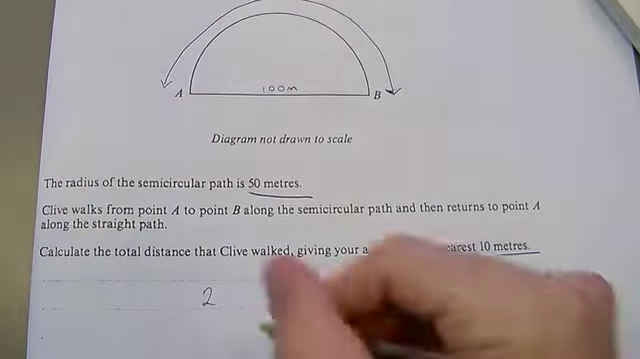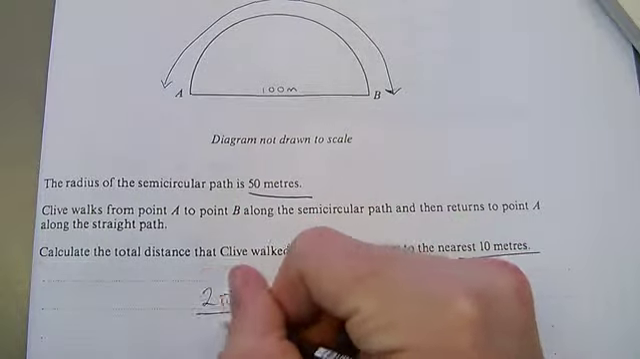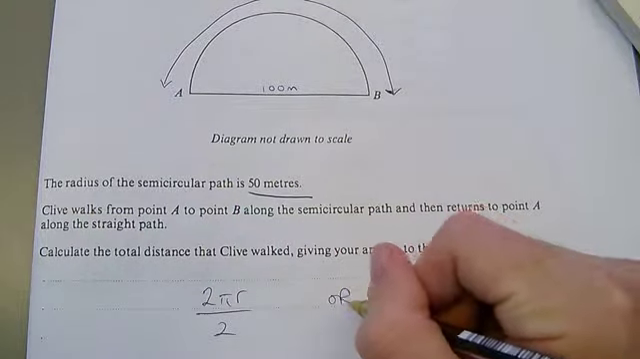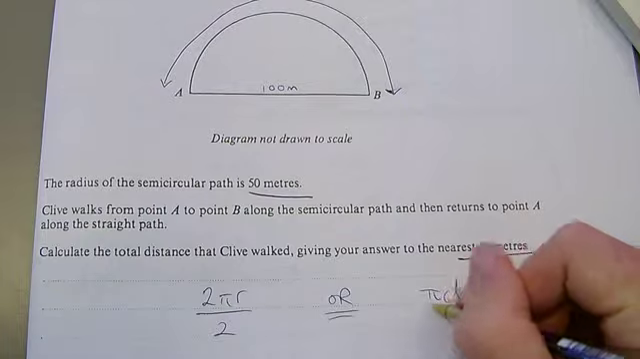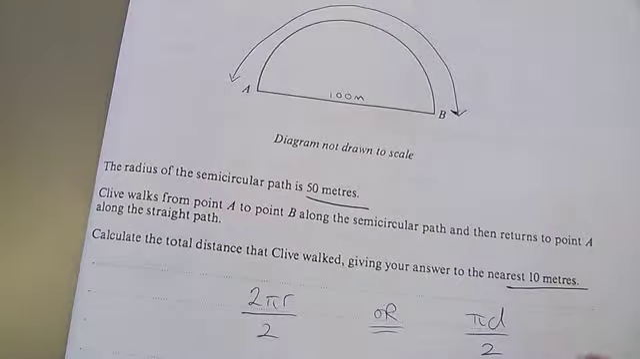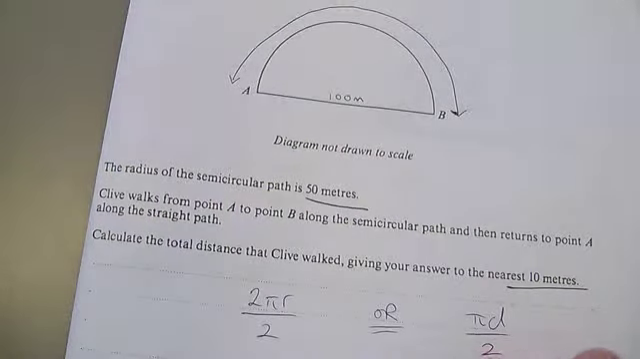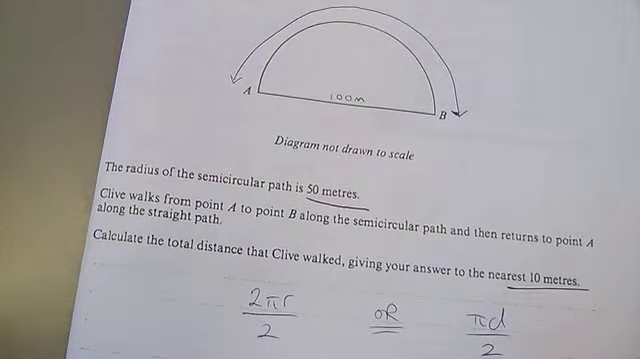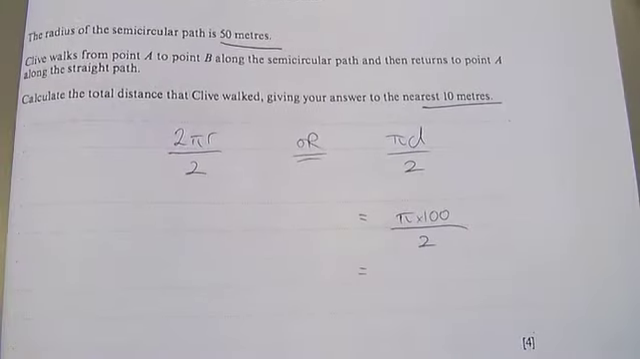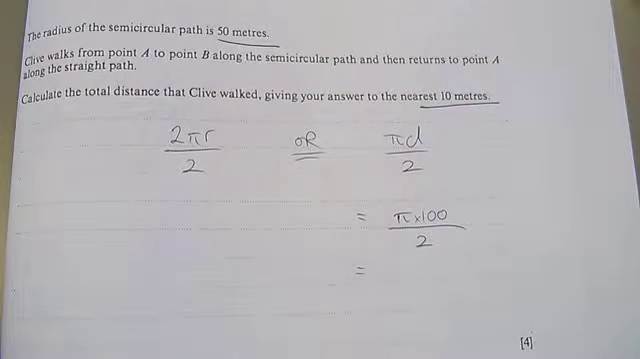Because 2 pi is circumference, then you got half the circumference. Good. Or you could have done pi d over 2. Either one will give you the same answer, okay? I'm going to do the latter just because I've already worked out the diameter in my drawing. So that's going to be pi times 100 over 2, which my calculator will be really helpful and just tell me that's 50 pi.